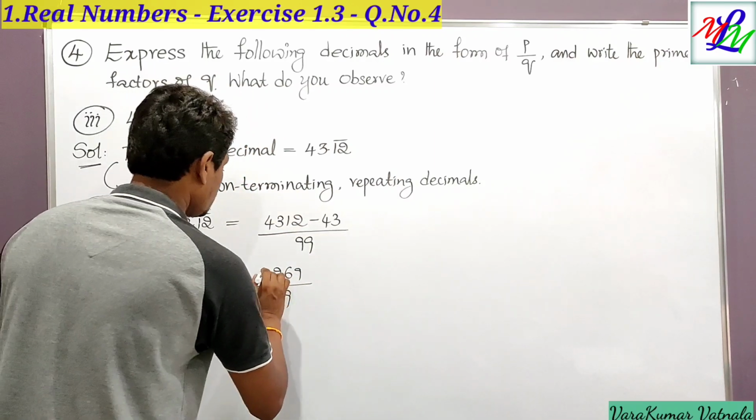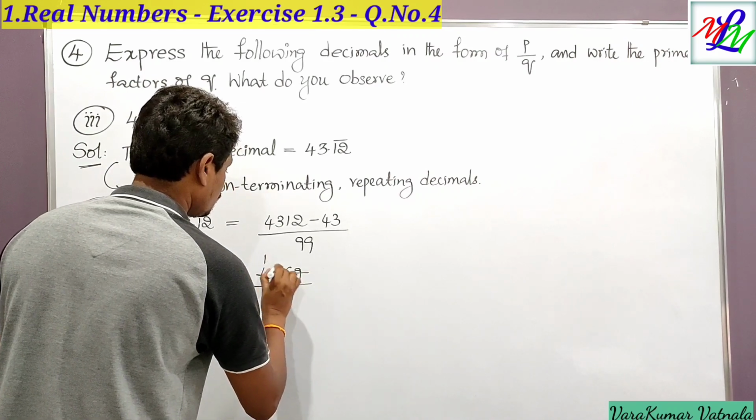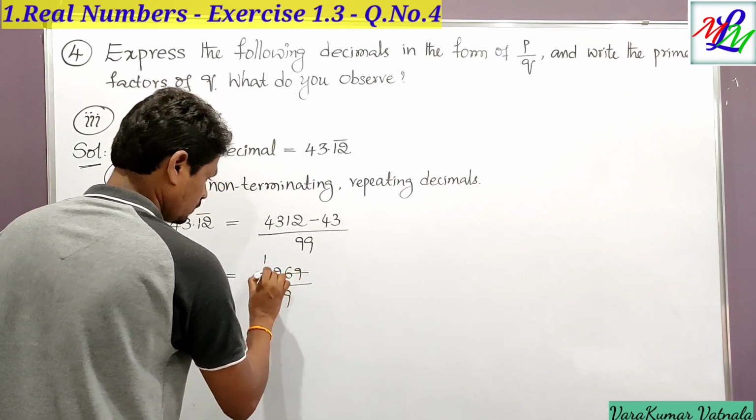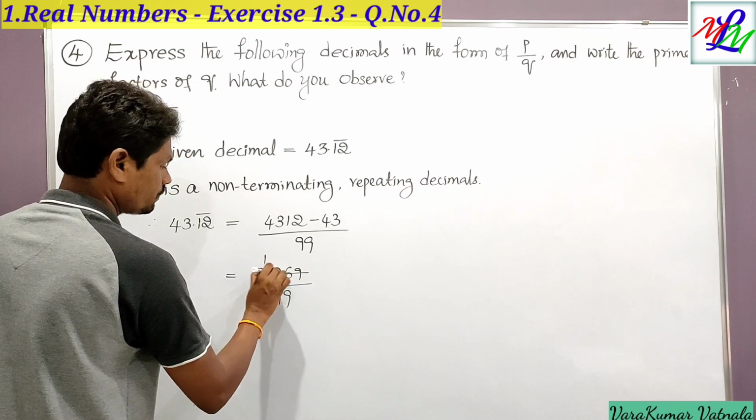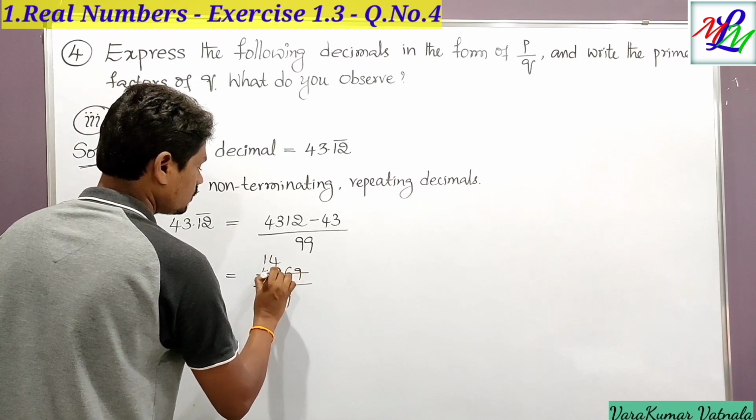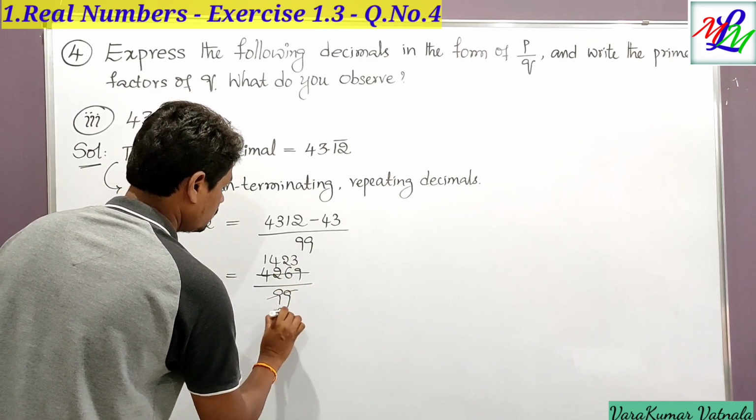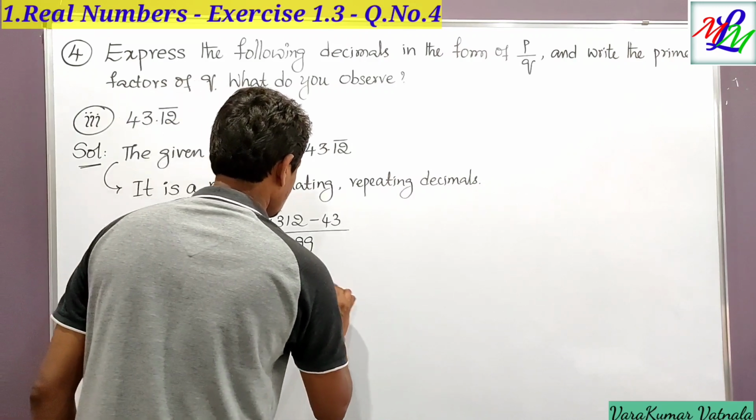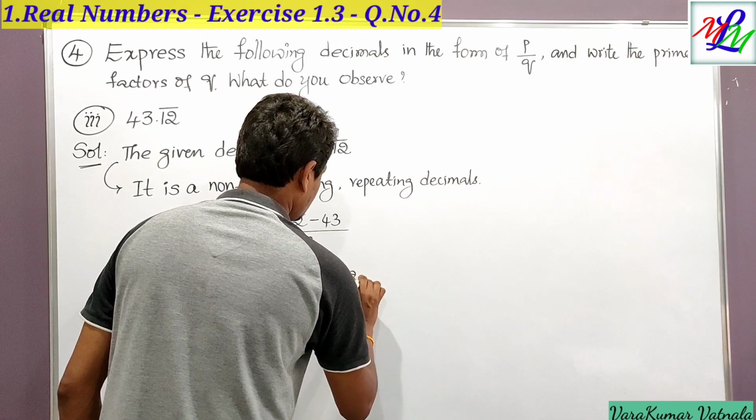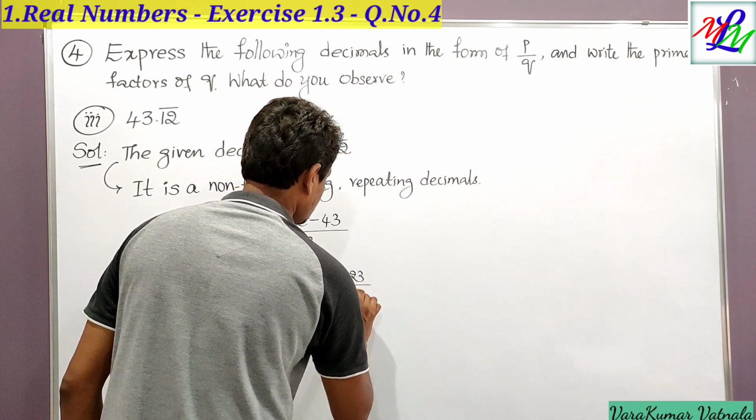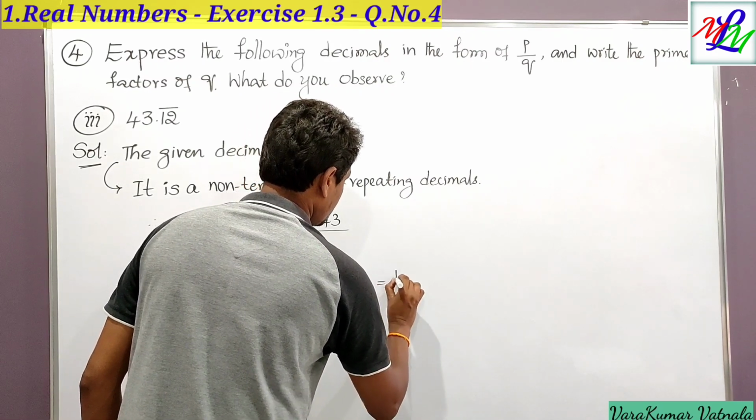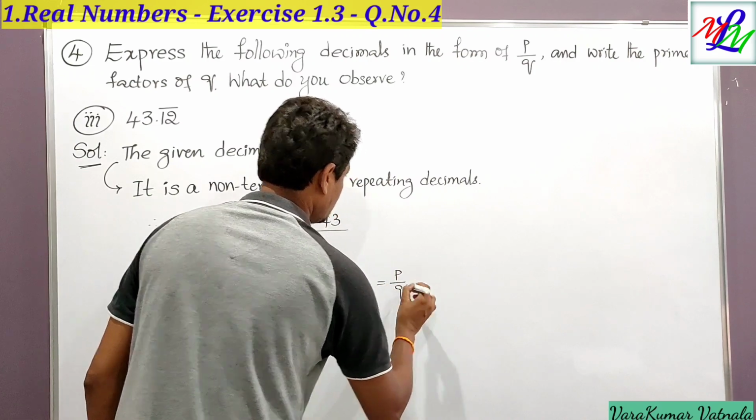It is divisible by 3. 4 ones are 4, 12, 4 threes; 3 ones are 3, 12, 3 fours are 12, 3 twos and 3 threes, divided by 3 threes and 3 threes. We can get 1423 divided by 33. So this is the p by q form of the given decimal.